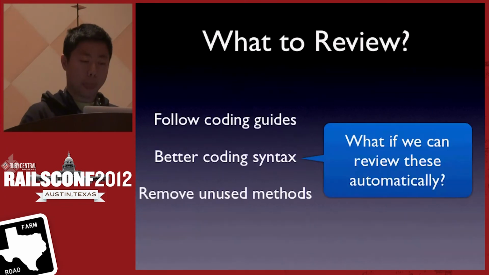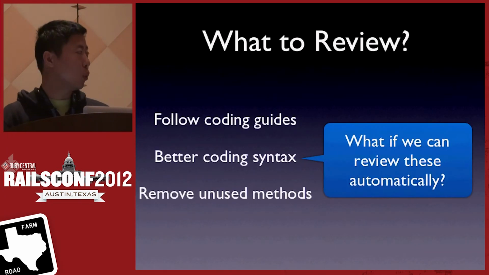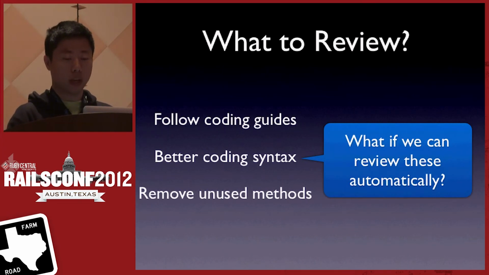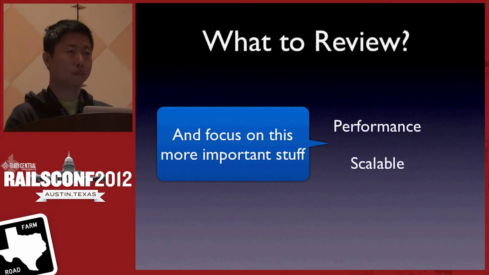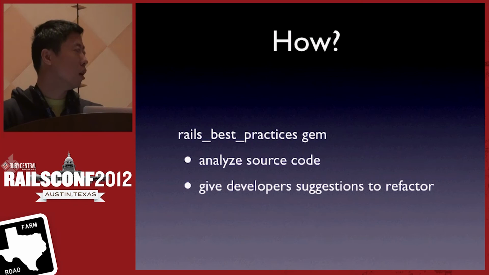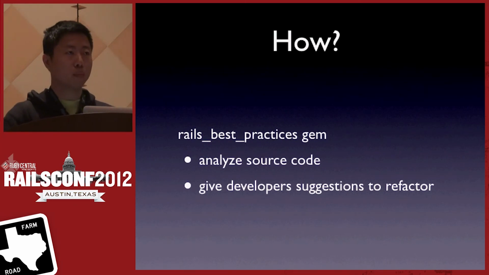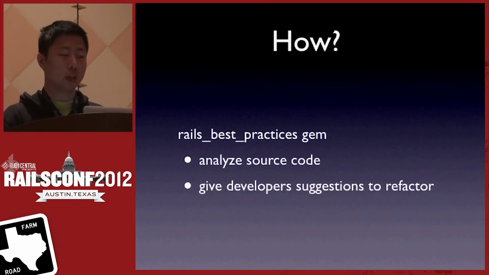So what if we can review the first part automatically, and the engineers just focus their time on this more important stuff when they do code review? So I have built the Rails Best Practices gem over the last 2 years.